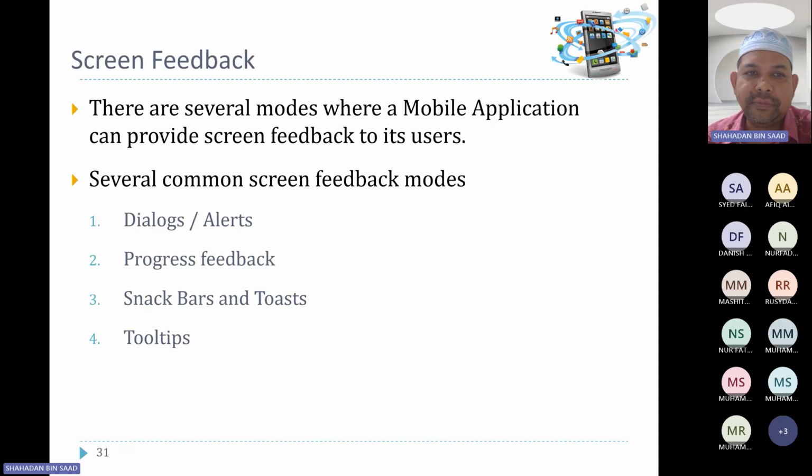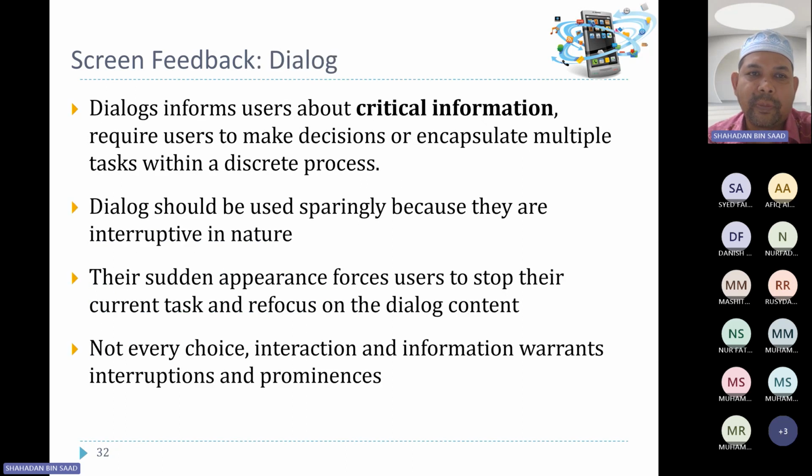Okay, screen feedback. There are several modes where a mobile application can provide screen feedback to its user. Okay, several common screen feedback modes boleh guna dialogues. Dialog macam dialog box lah. Dia keluar appear kan. Okay. Alerts and then progress, feedback, snack bars and tool tips. Okay, untuk dialog inform users about critical information, require users to make decision or encapsulated multiple tasks within a discrete process. So user boleh buat action pula, ada button pula kan.